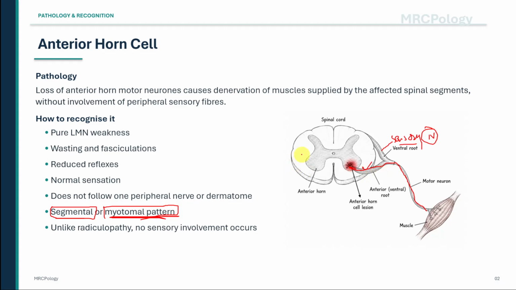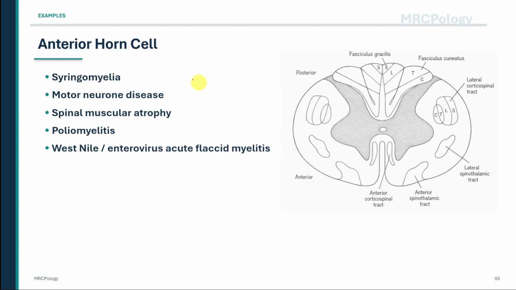Important examples include syringomyelia, motor neuron disease, spinal muscular atrophy, poliomyelitis, and acute flaccid myelitis caused by West Nile virus or enteroviruses. Remember that syringomyelia may damage the anterior horn cells at the level of the cavity and cause segmental wasting and weakness. However, if nearby crossing sensory fibers are also affected, the patient may have dissociated sensory loss.